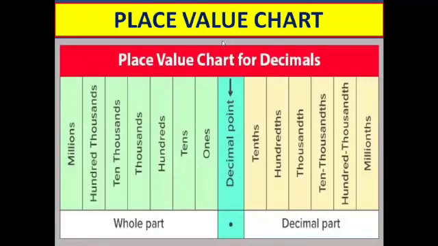Now I'll explain the place value chart of decimals. Here, if there is a decimal, then the numbers on the left are called the whole part, and the numbers on the right make the decimal part. And the place value varies as shown in the chart: ones, tens, hundreds, thousands, likewise. And on the right, it's tenth, hundredth, thousandth, ten-thousandth, likewise.